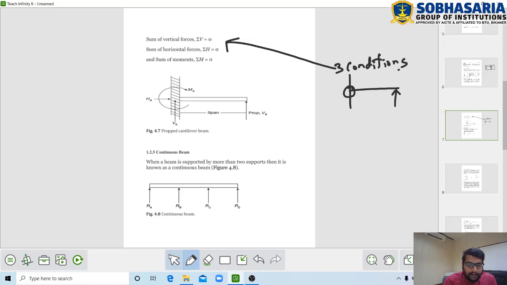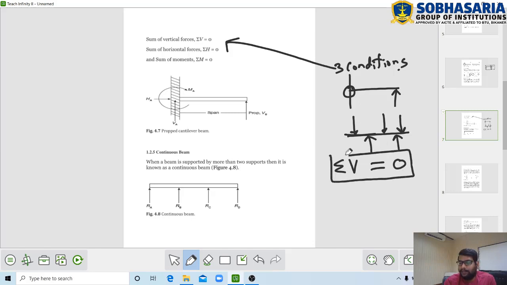Means sum of the vertical forces, means when you sum up all the vertical forces or vertical reactions and forces, when you add up all these forces which are acting vertically, the sum will be equal to 0. That means the summation of all vertical forces is 0. This indicates that the beam is in equilibrium.